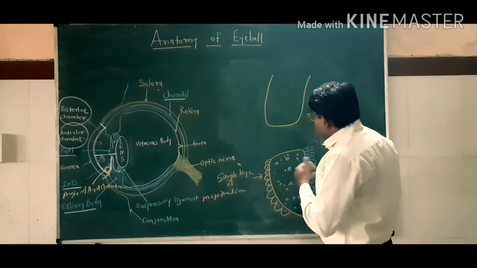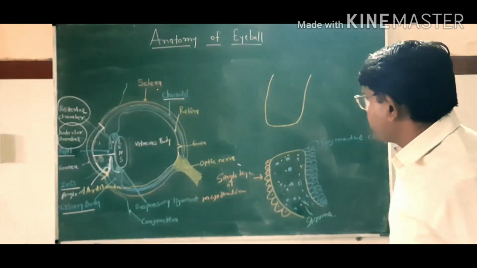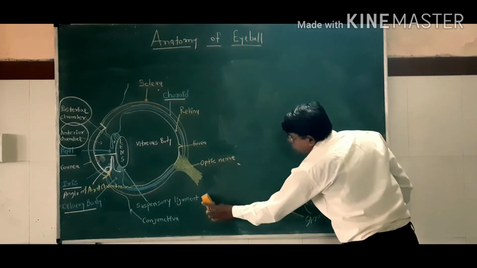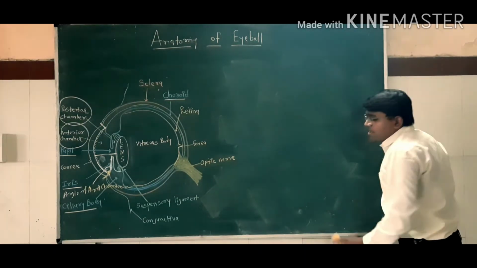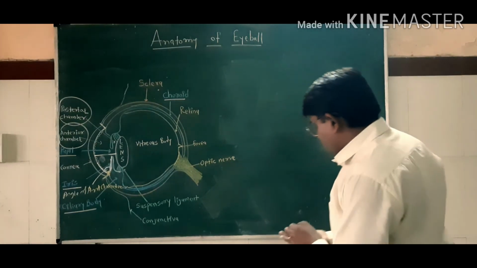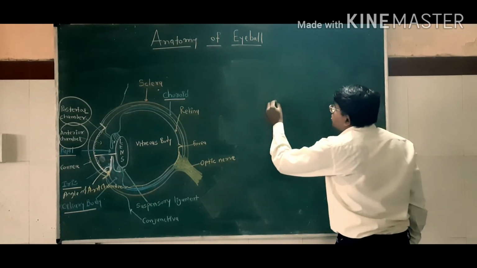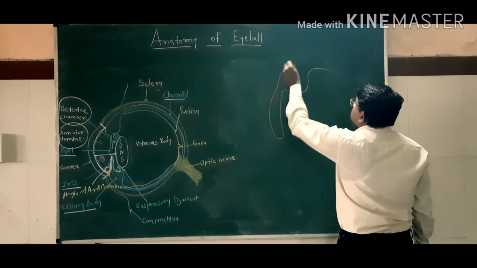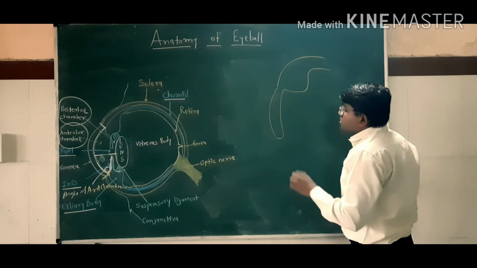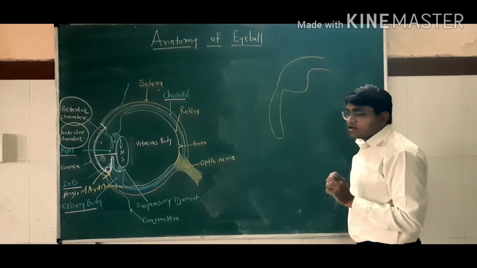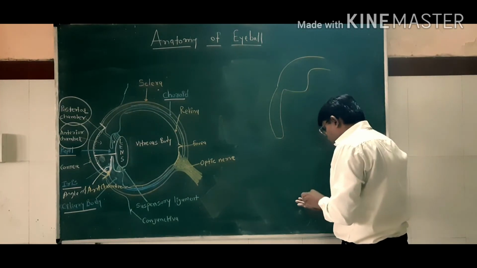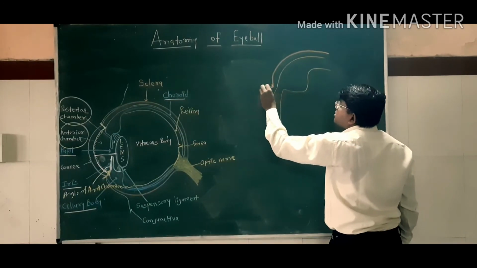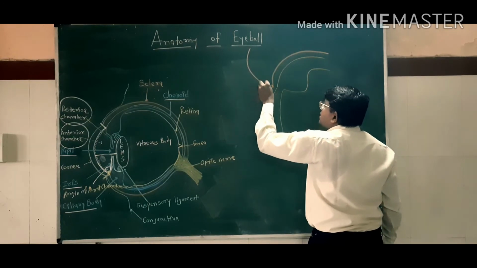Then the arteries of the arterial circle of the iris. The iris has two arterial circles, the major arterial circle and the minor arterial circle. So here is the iris, here is the ciliary body. Two arteries form an arterial circle, and they are the long posterior ciliary artery and the anterior ciliary artery.